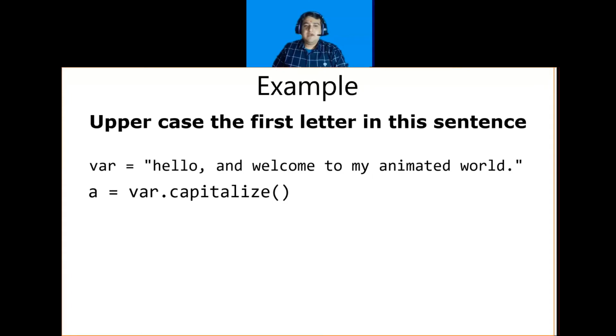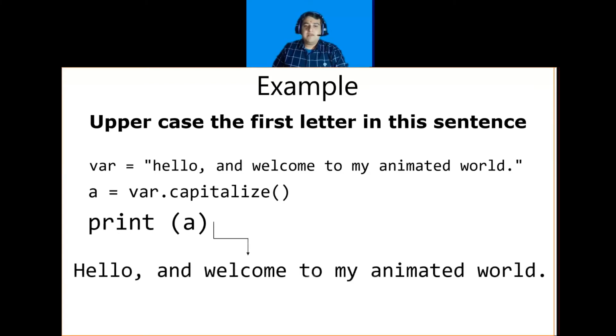Now if I write print and call the variable a in which my output is being stored, the output will be: Hello, and welcome to my animated world. But you can see that in the word hello, the h is now capital and previously it was small. So with the help of the capitalize method, you can capitalize the first letter in the sentence. You can see that here h is being capitalized and is now in uppercase.